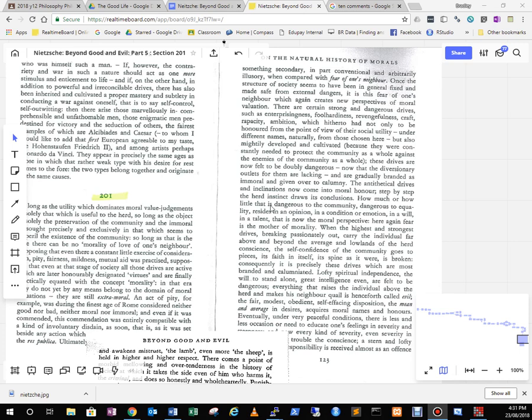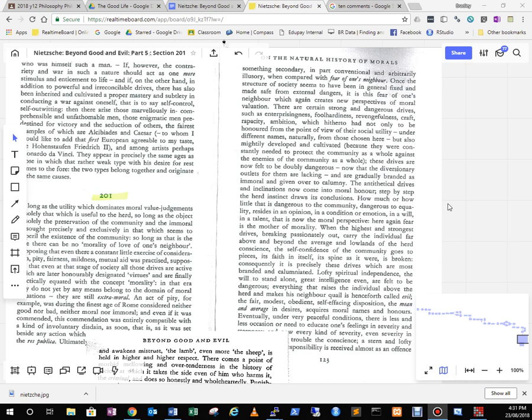How much or how little that is dangerous to the community, dangerous to equality, resides in an opinion, in a condition or an emotion, in a will or in a talent, that is now the moral perspective. Here again, fear is the mother of morality. So I think I'm going to understand what he means by that last sentence later, but he's basically saying fear is what makes morality in a society that's moved on from those ancient Roman values. So a herd morality based society.